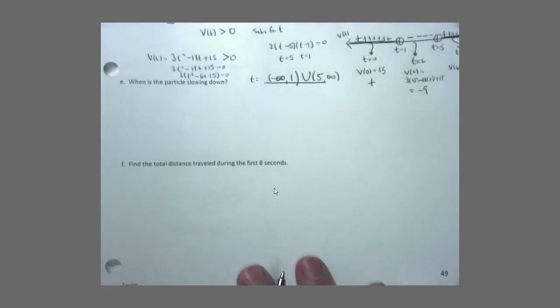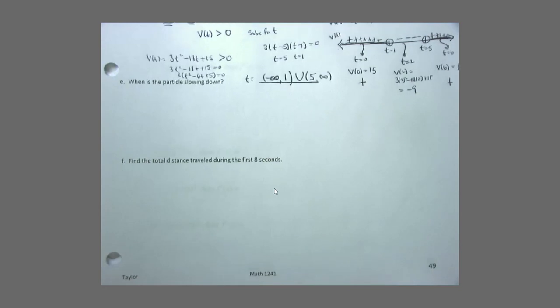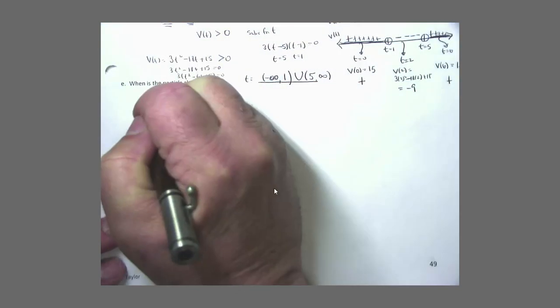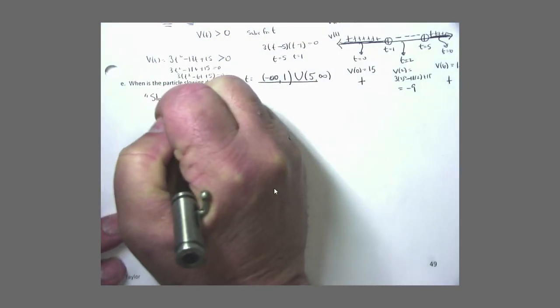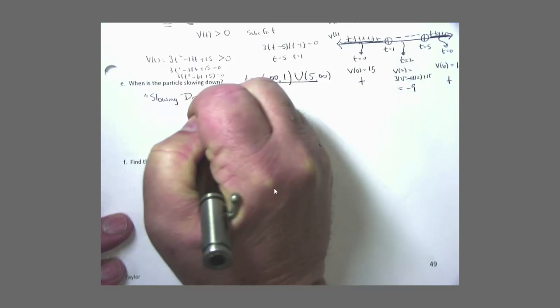Now I'm going to ask you something a little more difficult. When is the particle slowing down? These are the words I want you to analyze from a physics perspective. Slowing down. How does a particle slow down? Let's talk about an example. Your car. You're driving down the road, on 485, at a whopping 75 miles per hour.